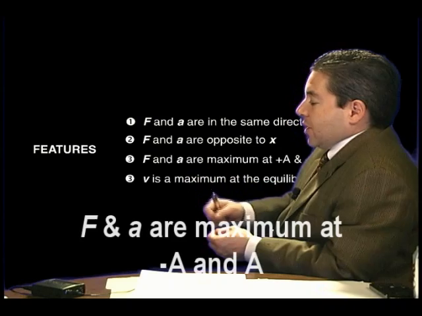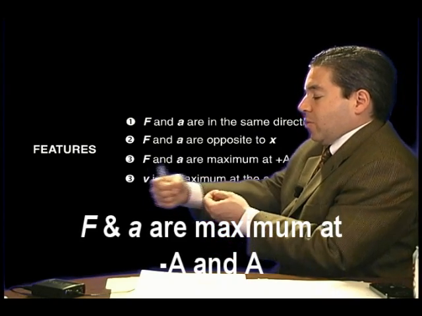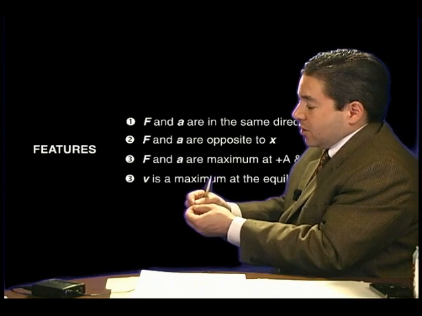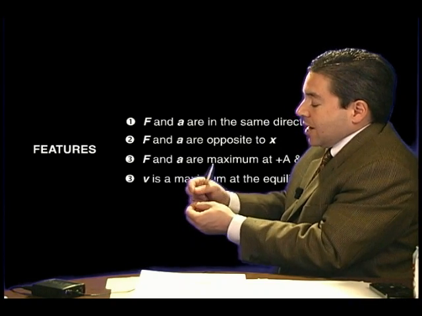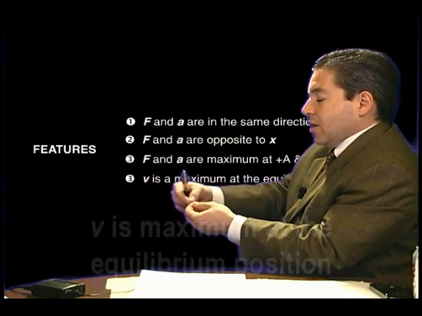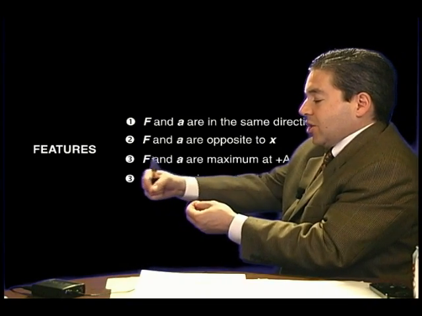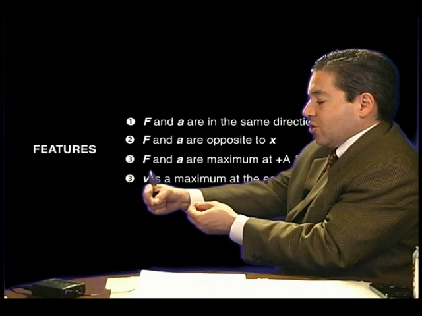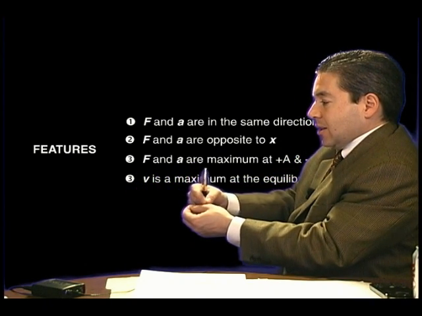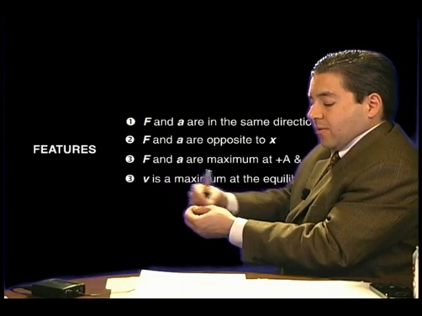The force and acceleration are maximum at the maximum amplitudes. If you pull it away here, the force is maximum. There is actually no force when you're at the equilibrium position. However, the velocity is a maximum at the equilibrium position. So it's oscillating back and forth. At the end point, the velocity is zero as it reverses direction, and it reaches its maximum velocity at the equilibrium point, back and forth.